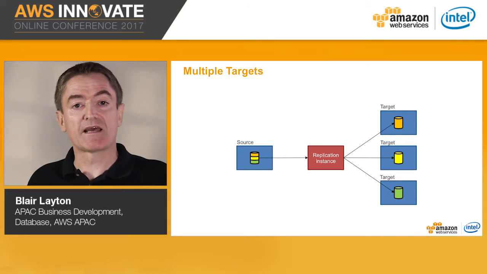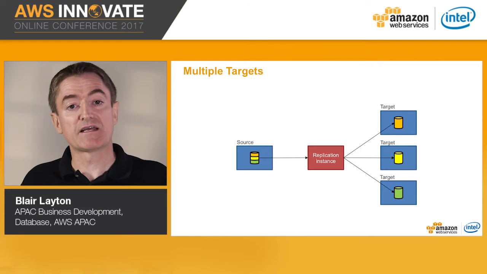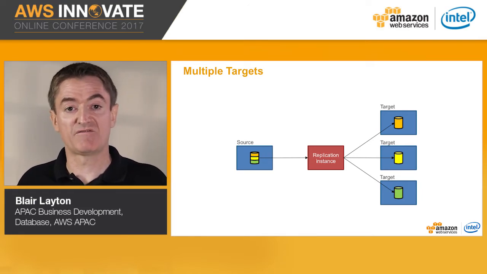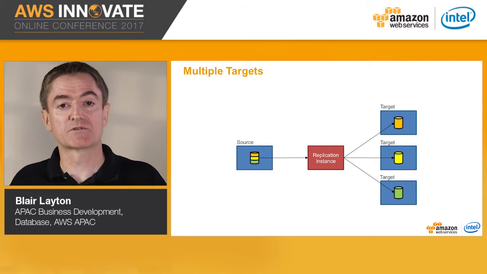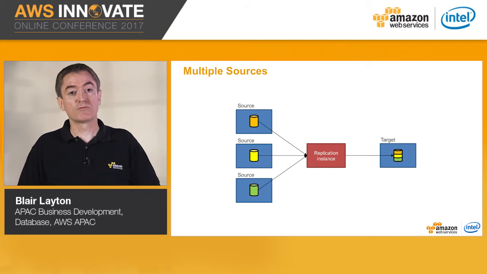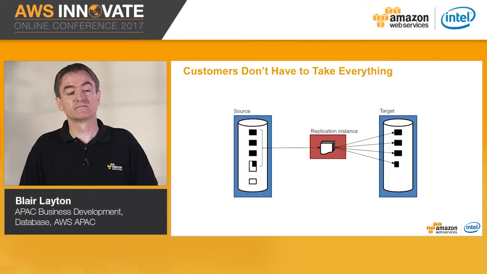You can also split the data from one source into multiple targets. This is useful if you have a data warehouse that you want to extract data from to populate data marts for, say, finance, marketing, and sales teams. Or you could take the opposite approach, taking multiple source systems, such as operational systems on-premise, and extracting the data into AWS to populate a data warehouse.